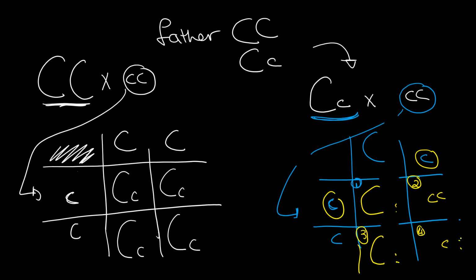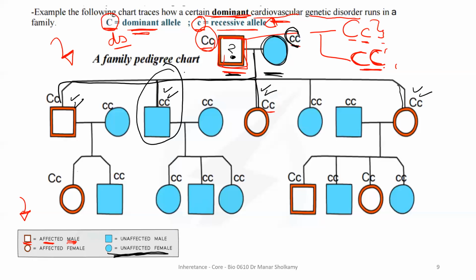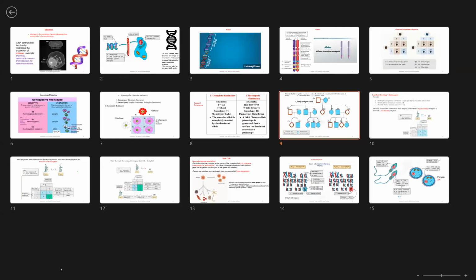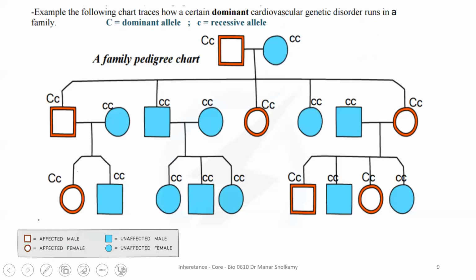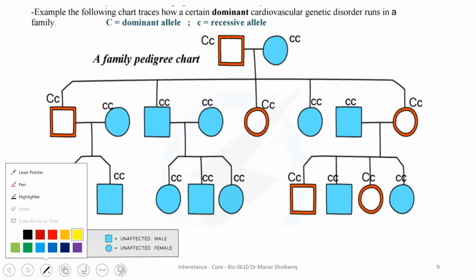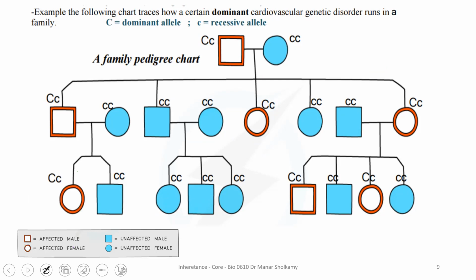Okay? What does this teach you? This teaches you that if you have an individual with a homozygous dominant genotype, this dominant allele will have to affect all of the children. Now, we can go back and understand this genetic diagram. Hopefully. This genetic diagram will be given to you without the genotypes, and you are the ones who are expected to know the genotypes.